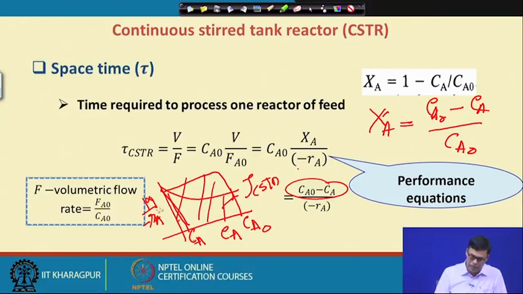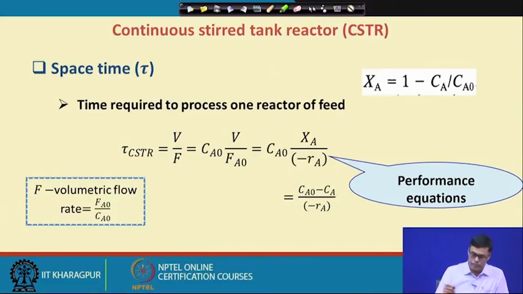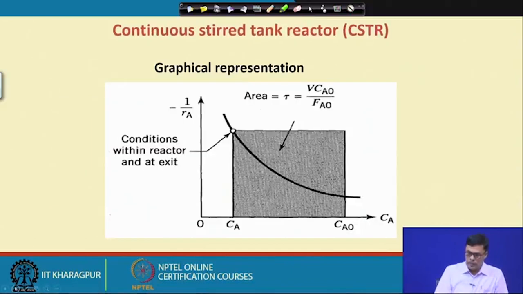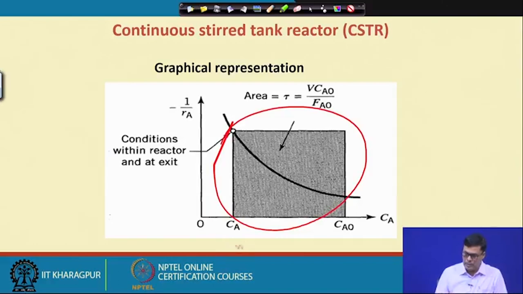At C A the rate of reaction is this one, and at C A 0 it is this one. So this is the concentration difference, and the rate of reaction; you multiply them and you get the tau CSTR. This is how you can find out tau CSTR. This is exactly what they have mentioned here: the area under this curve is equal to tau CSTR. This we can calculate and it is very simple.